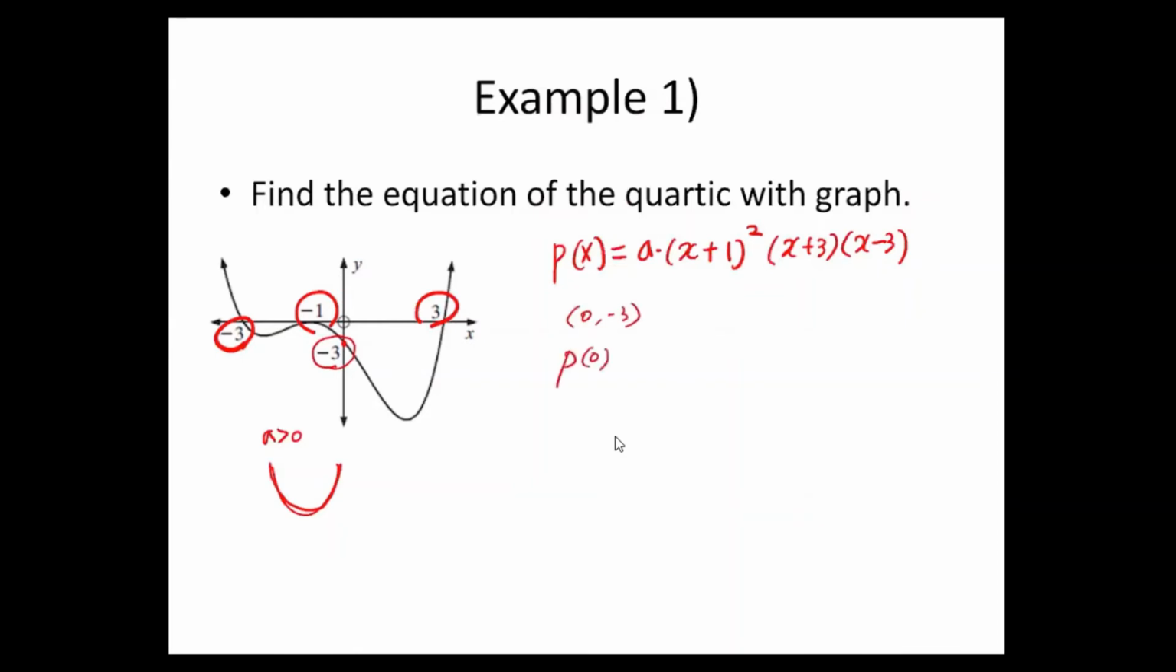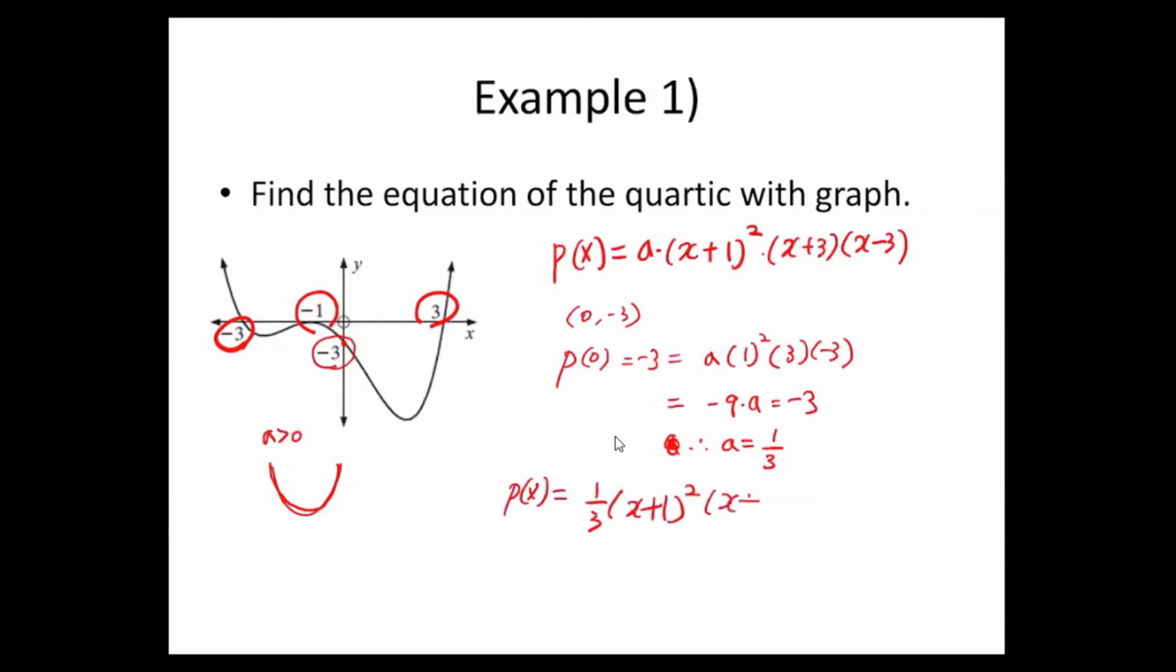So I'm going to plug in x as 0, and I'm going to have -3. Let's do that. a times (0 plus 1) squared is 1. 0 plus 3 is 3. 0 minus 3 is -3. So what I have is -9a equals -3. What is our a? What do you have to multiply there? 3 over 1? You mean 1 over 3? Oh yeah, 1 over 3. A third. Very good. So a is 1 over 3. So the final answer is 1 over 3 times (x plus 1) squared times (x plus 3) times (x minus 3). We just found the equation. Very good, Vicky.